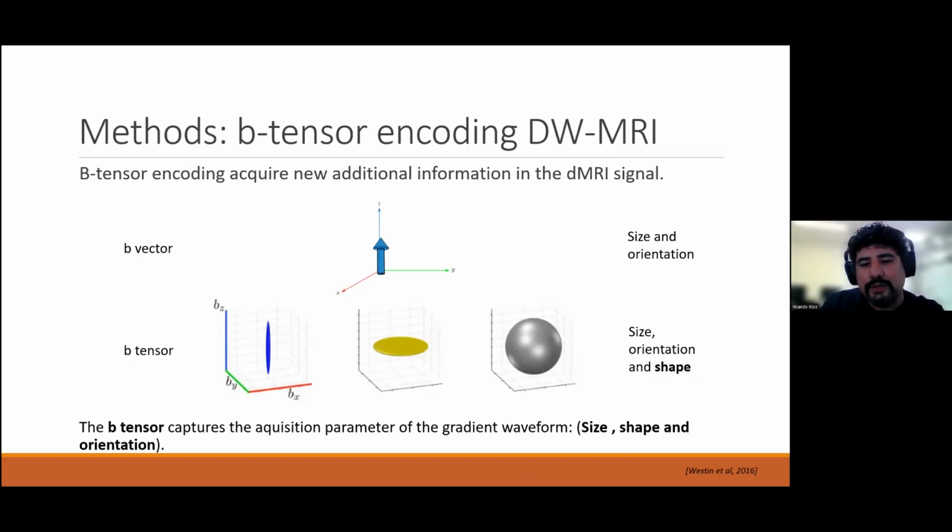B-tensor encoding uses multiple tensors of different shapes, sizes, and orientations to quantify the diffusion correlation that occurs in multiple directions at the same time, giving us access to new complementary information in the diffusion MRI signal that we can use for complex signal representations or microstructural modeling.